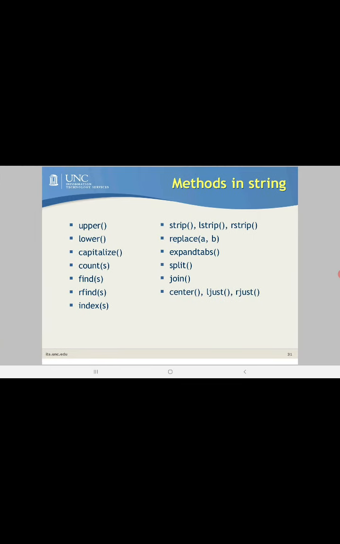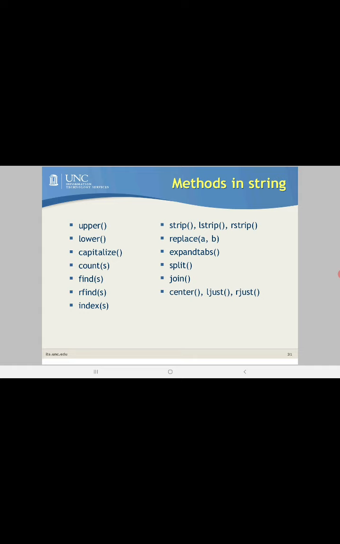So methods, what are the different methods? A method means a function. A method is also called a function. So the different methods for strings available in Python are upper, lower, capitalize, count, find, or find index. These are the string methods or string functions.